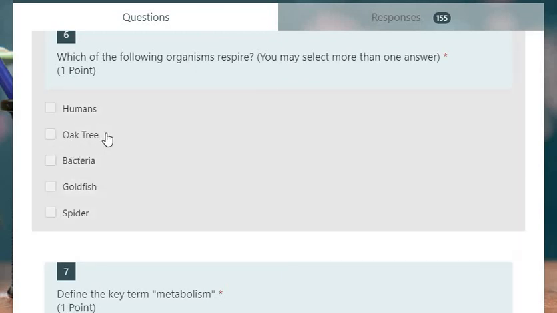And same with the oak tree. Some people instinctively think of plants as different and maybe they're not alive, but a tree is a plant, plants are alive, they still have to respire.